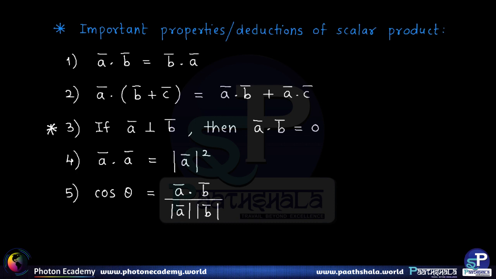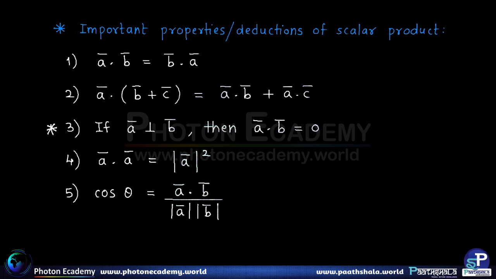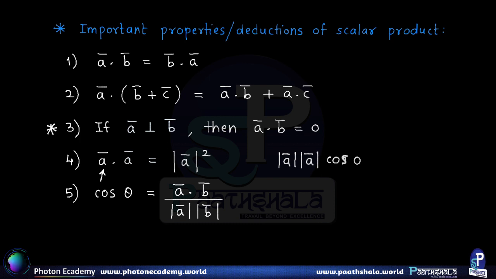Then the next property is a bar dot a bar is equal to magnitude of a the whole square. Once again, this comes from mere writing of the expansion, that is a bar dot a bar is mod a into mod a into cos of 0, because the angle between the same vector a bar and a bar is of course 0, which gives us 1, and hence ultimately we have the square of the magnitude.